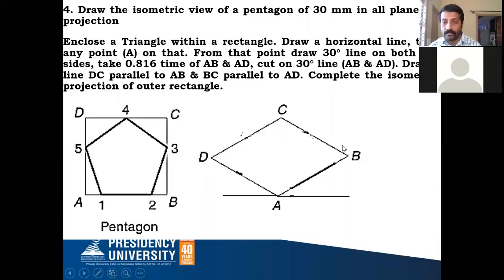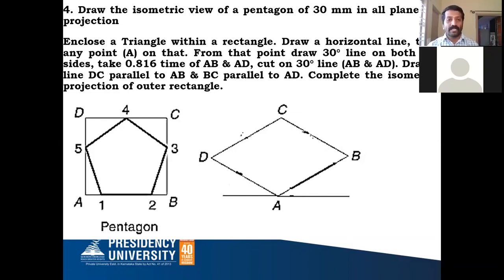With A as the center, you cut the right side 30-degree line and call that B. Similarly, you take the A to D distance and convert that into isometric dimension of the scale. From A as the center, you cut the left side 30-degree line. You call this D. So after getting B and D, from D you can draw a parallel line to AB, or else the 30-degree line on the right side. Similarly, from B you can draw a parallel line to AD, or else the 30-degree line on the left side. Wherever these two lines meet, you call that intersection C. So the isometric position for the outer box is ready.